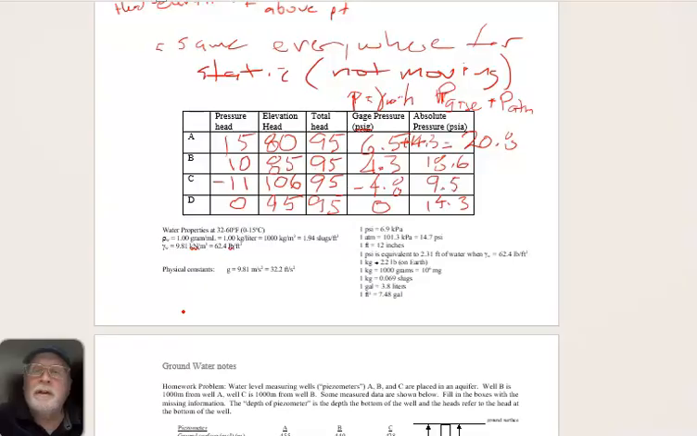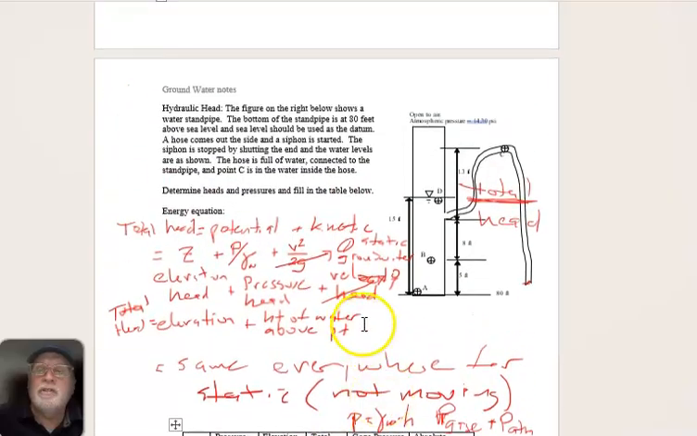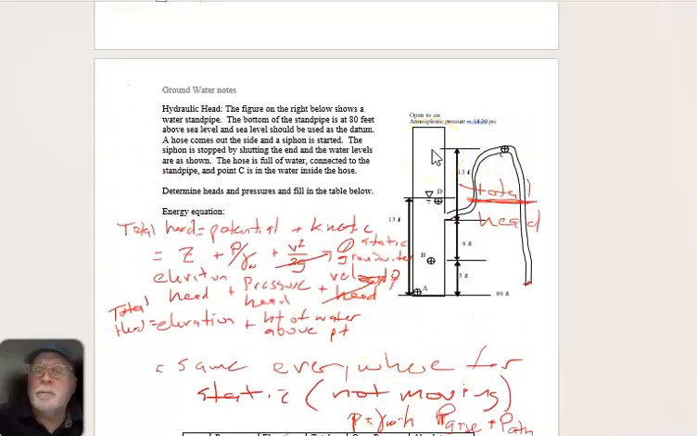You can have a negative gauge pressure. You cannot have a negative absolute pressure. So there is a limit to how far up you can suck water. Some pumps suck, but there's a limit to how much they can suck.